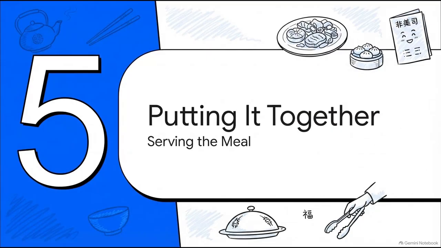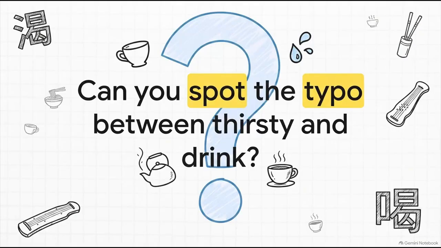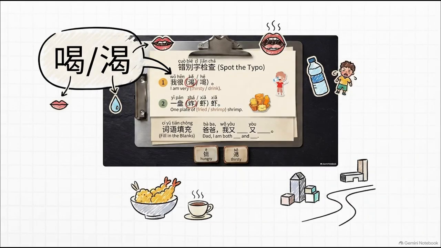Section 5. Putting it all together. Serving the meal. But first, we have one last quick challenge to keep you on your toes. Spot the mistake. Can you tell the difference between the vocabulary character for thirsty and the character for drink? Okay, look at the top example. The sentence is supposed to say, I am very thirsty. But the character circled in red is actually hē, which means to drink, not kě, which means thirsty.